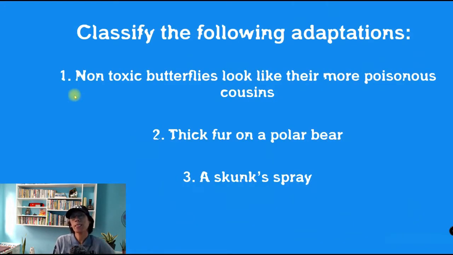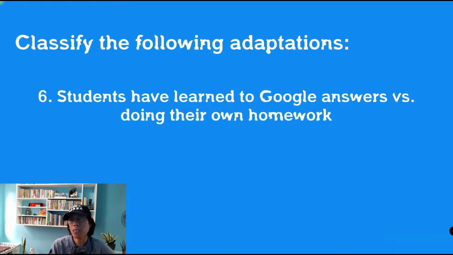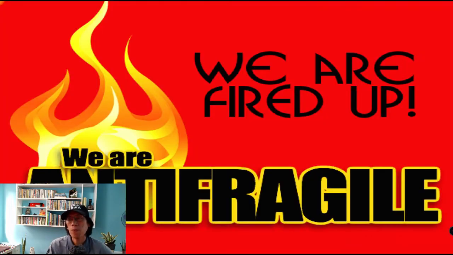Okay? And there, classify the following adaptations. There are 6 adaptations mentioned here. So to my students, I will be asking you randomly to identify this. This is our assessment for this lesson. Okay, so this is the 4th and 5th question, and this is the last. Students have learned to Google answers versus doing their homework. What type of adaptation is this? Is this structural, behavioral, or physiological? Okay, let's go.